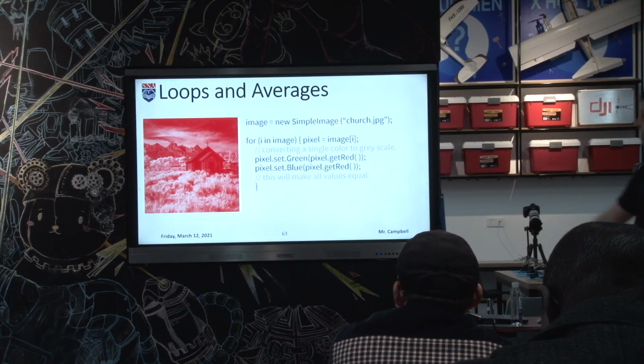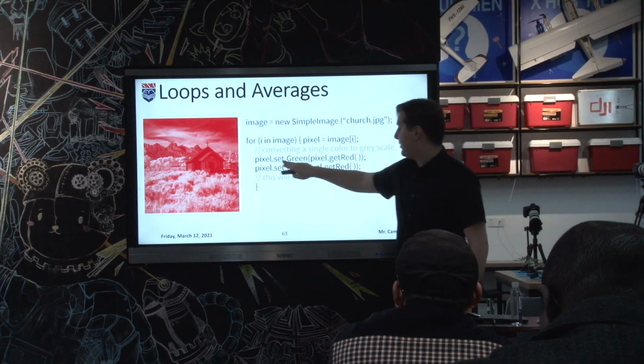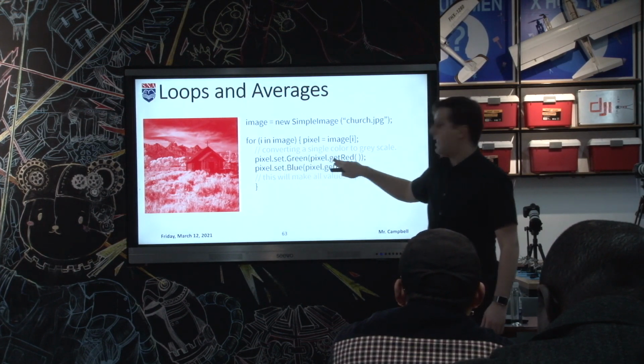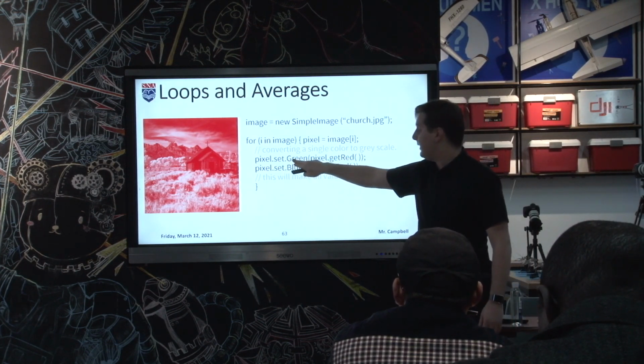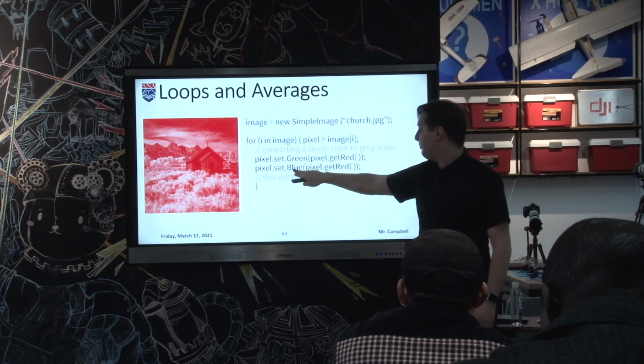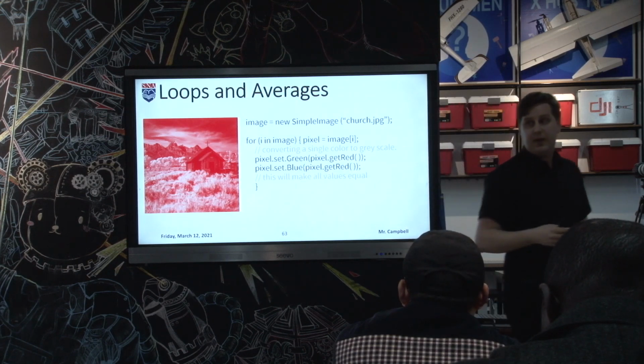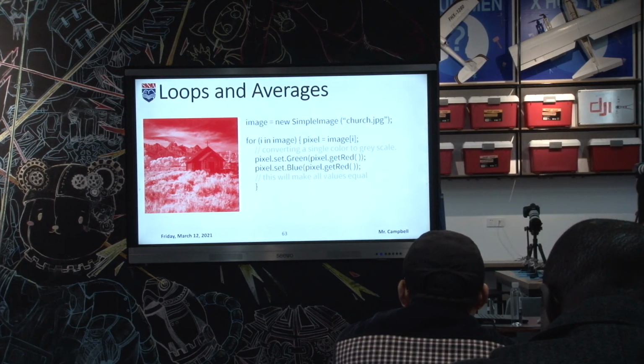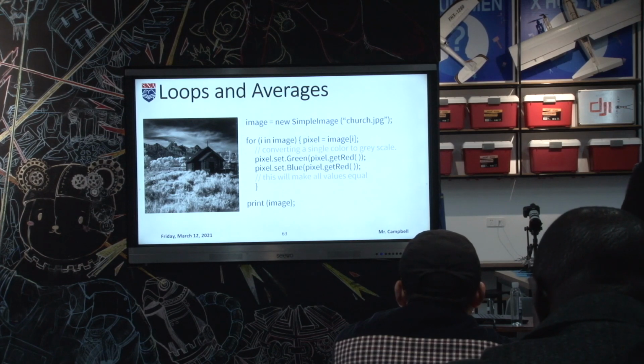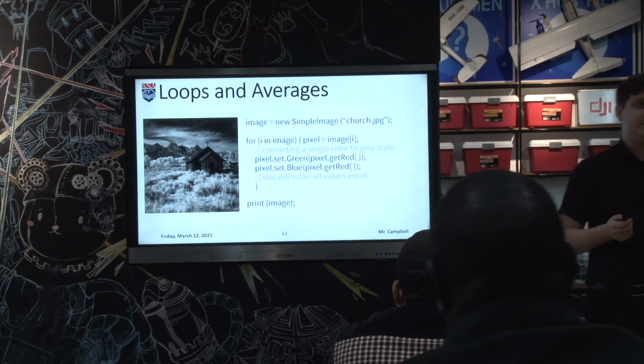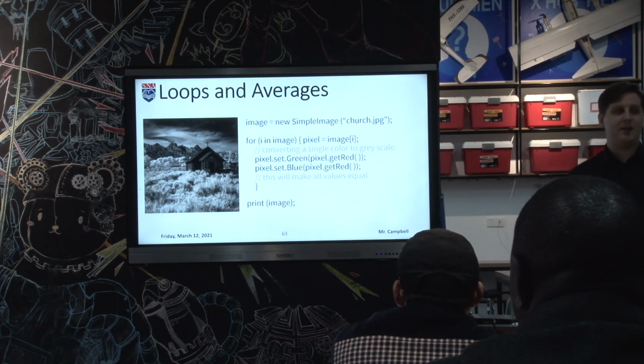Okay, so in this case, all we have to do is pixel, set the green, get red. So set green equal to red. Set blue equal to red. So we're superimposing the information from the red channel onto the other two channels. When we print image, we now convert this to a beautiful black and white image, probably somewhere nice, Colorado, etc.